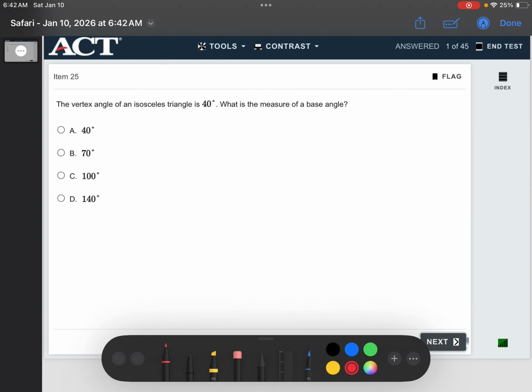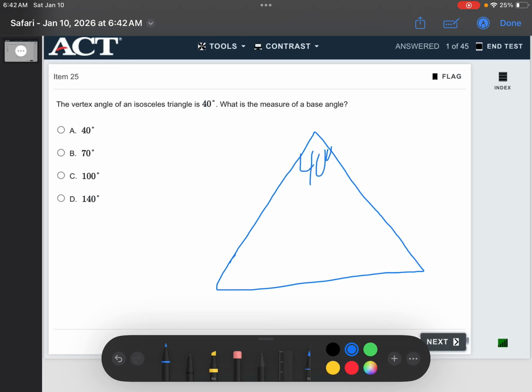So a lot of vocabulary going on in here, talking about the vertex angle. I don't know if I've ever even used that terminology in my class, but basically it just means the angle at the top is 40 degrees. And what we're looking for is the base angle. So the vertex angle, I guess, is where the two equal sides intersect each other to make that angle up there. So we got to remember about an isosceles triangle.